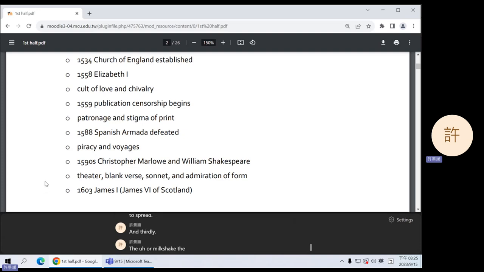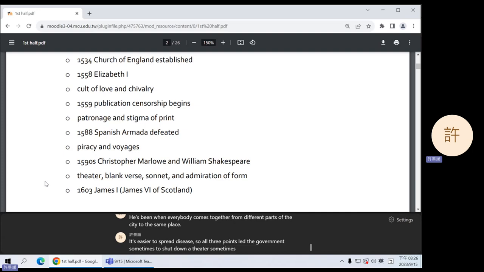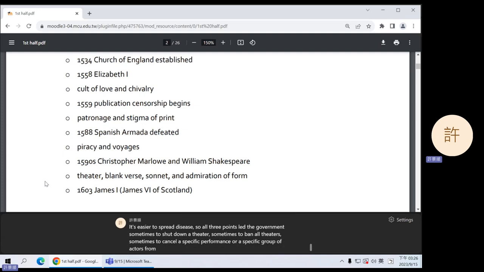the plague, Wen Yi, Black Death, Hei Si Bing. When everybody comes together from different parts of the city to the same place, it's easier to spread disease. So all three points led the government sometimes to shut down a theater, sometimes to ban all theaters, sometimes to cancel a specific performance or a specific group of actors from time to time.